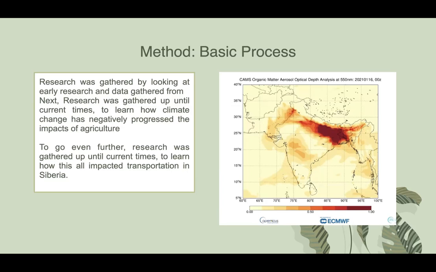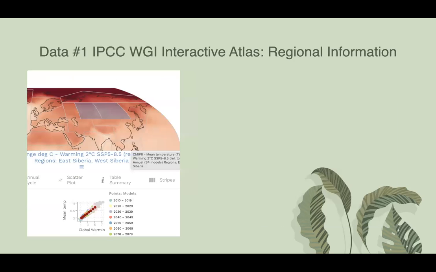Next, research was also gathered up until current times to learn how climate change has negatively progressed and impacted agriculture. And to go even further, research was gathered up until current times to learn how this all impacted transportation in Siberia. So the first database I used was the IPCC WGI Interactive Atlas for regional information.